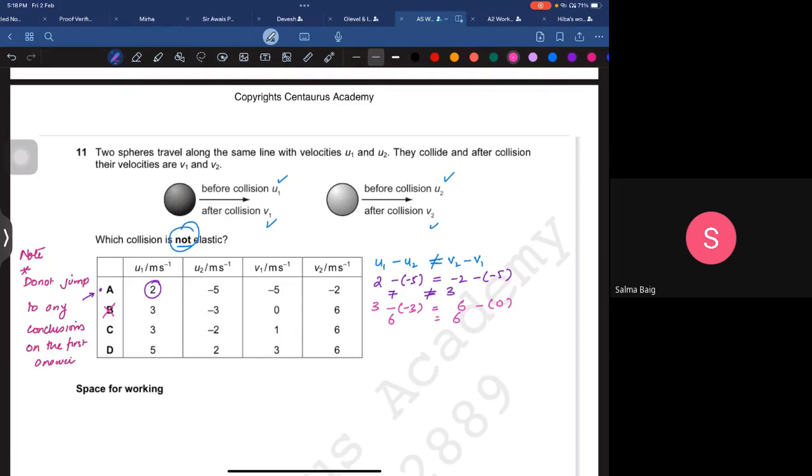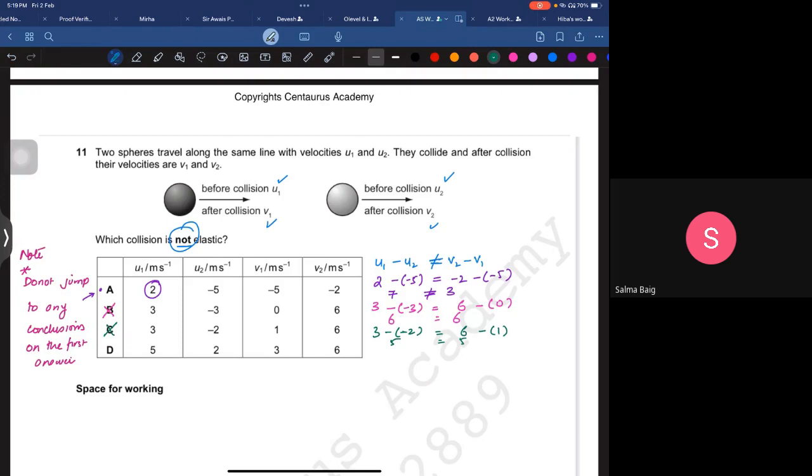Finally, we're going to do the next. Let's check that out. In the next one, let's change the color. In this one, you have 3 minus 2 equals 6 minus 1. So you get 5 equals 5. So this is not our answer as well, because on both sides you have the same answer, right?